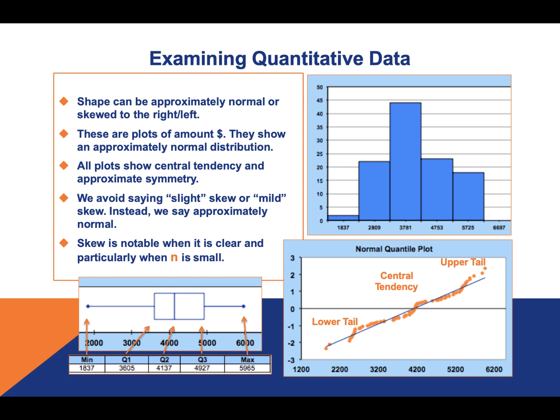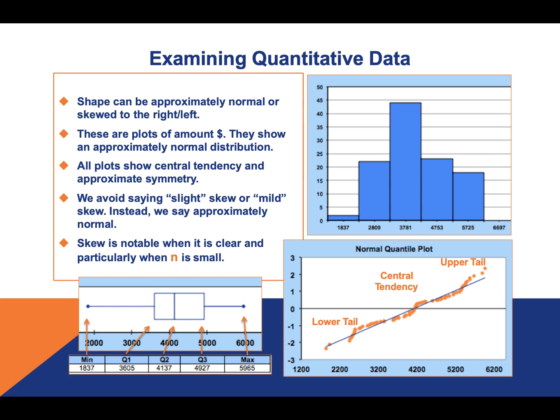All 3 of the plots shown, the box plot, histogram, and NQ plot, are for amount charged. All of these show an approximately normal distribution. All plots show central tendency, or the tendency of data to cluster in the middle of the distribution. And we could also see approximate symmetry in the upper and lower tails of the distribution.